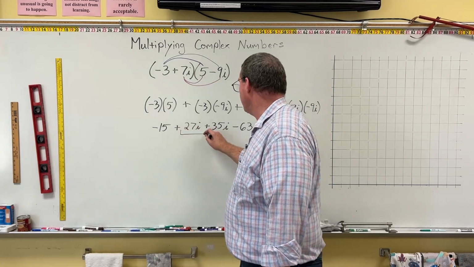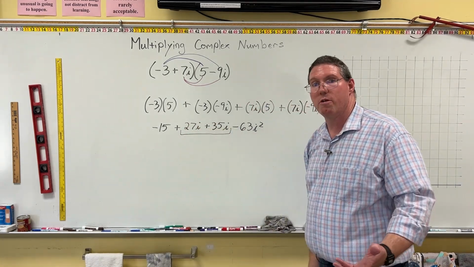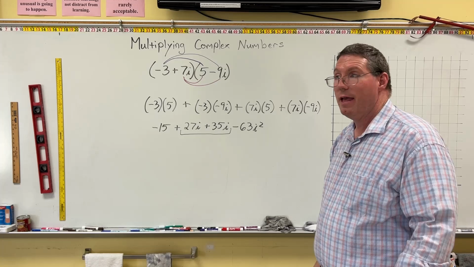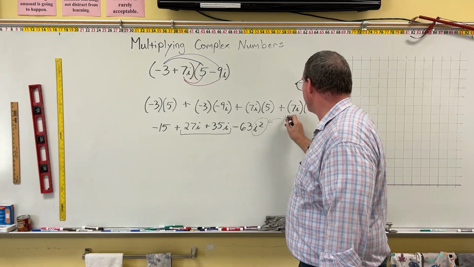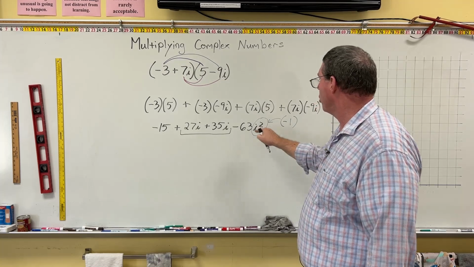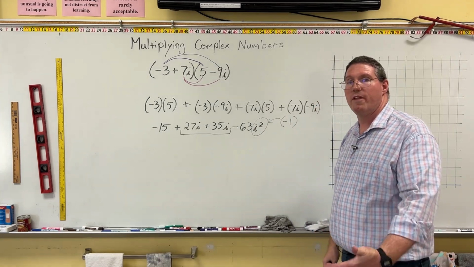Now I want to remind you, there are 2 things going on here. We need to combine like terms. The middle terms can usually be added together. And then look, see this i squared right here? Remember that i squared is the same thing as negative 1. We're going to replace that i squared with a negative 1.